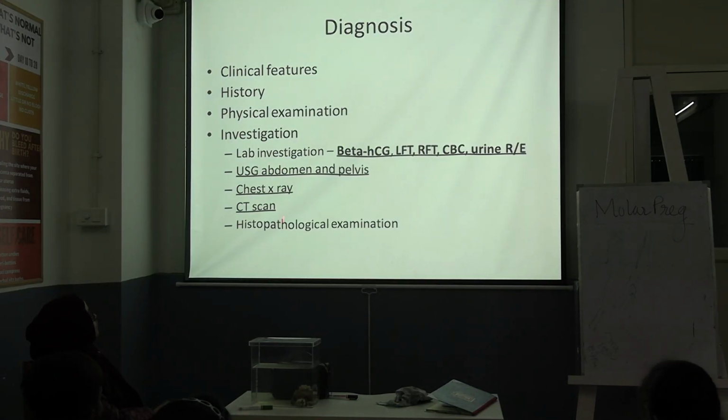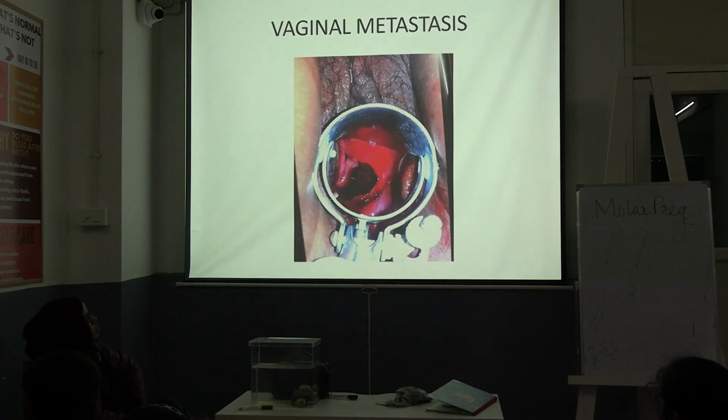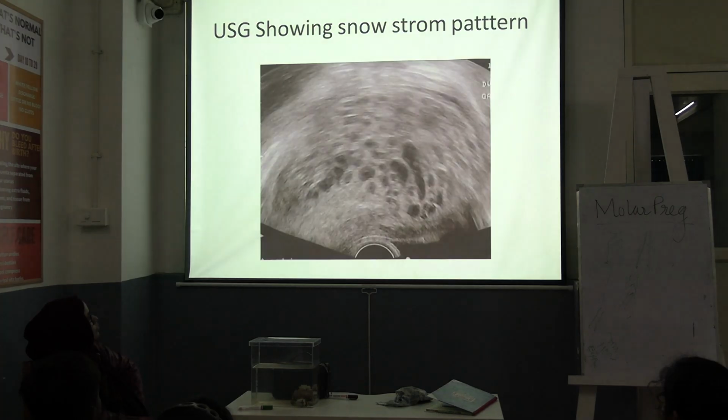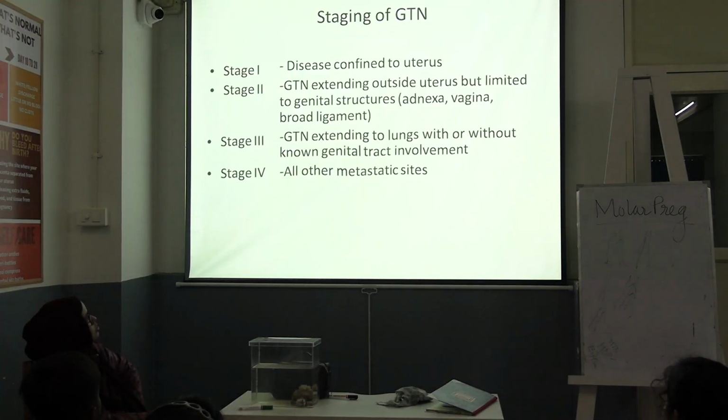So you have diagnosed and given the investigations: beta HCG, LFT, RFT, CBC, urine, USG, and chest X-ray to rule out any pulmonary embolism. CT scan? We normally don't do a CT scan unless there is a history or features of metastasis. And HP examination, not straightforward, you will go for HP examination. First, how will you manage the case? This is the proper snowstorm appearance in the USG.